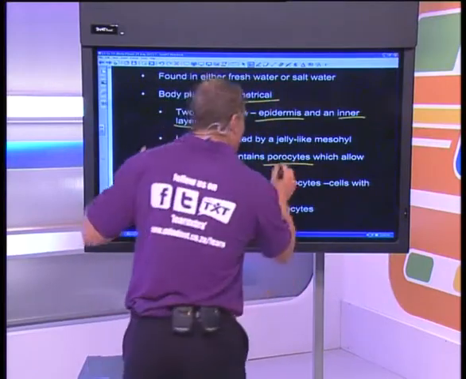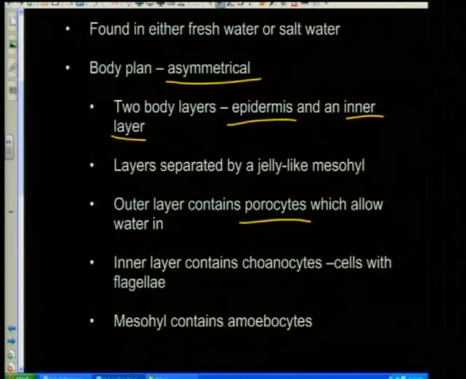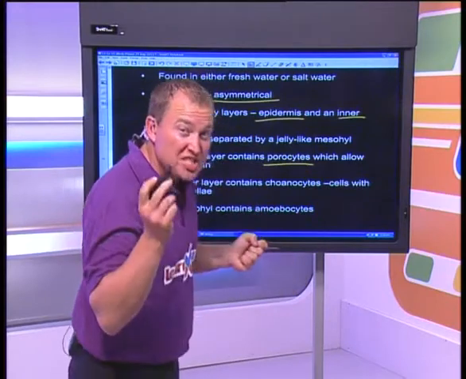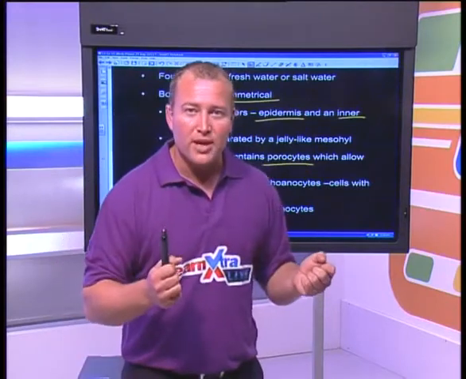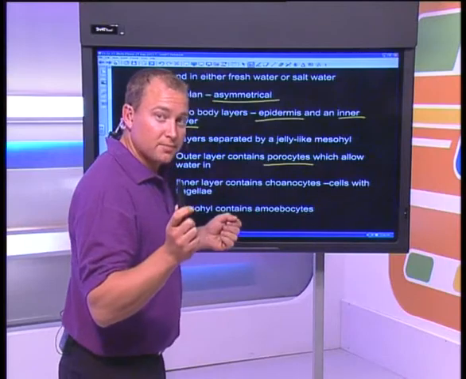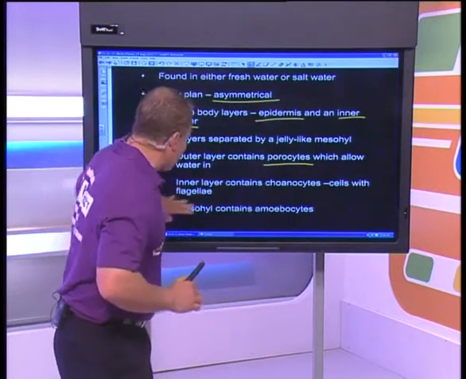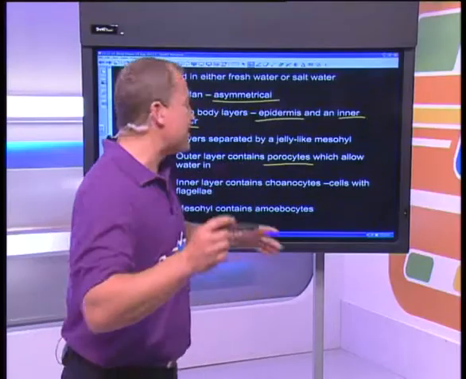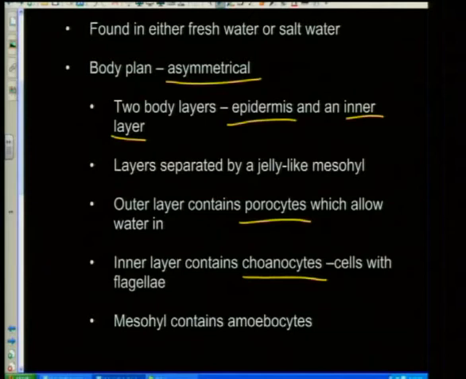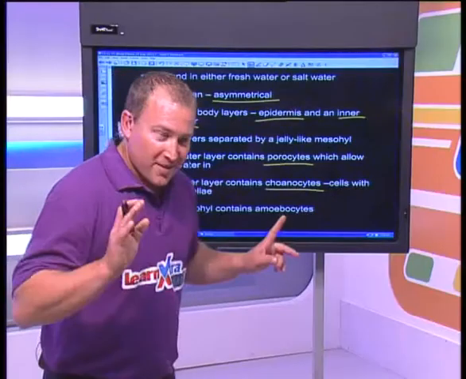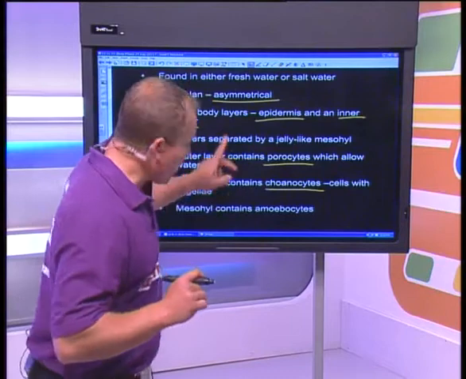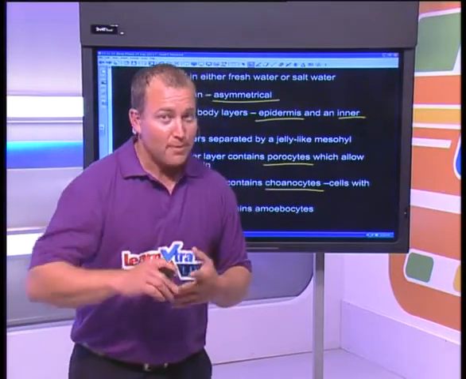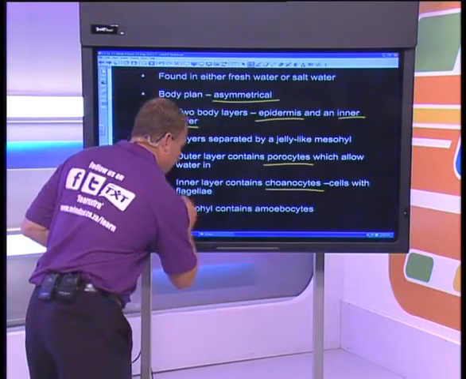That is your porocytes, okay? They allow water in. Now, at the moment, you might not understand what I'm trying to say. I'm going to have a picture just now, and that picture I'm going to explain it all over again, right? So they've got porocytes, which is quite cool. Then you get your inner layer, which contains choanocytes. Okay, there's the next big word. You see, I've been trying hard to get these words right. So, the choanocytes, right, those things are quite cool because they've actually got flagella. Now, I'm using big words again. There they are, flagella.